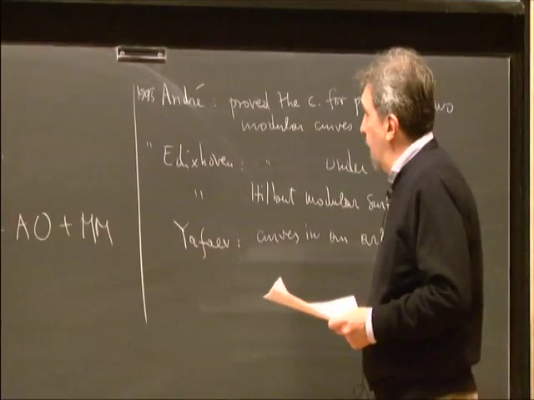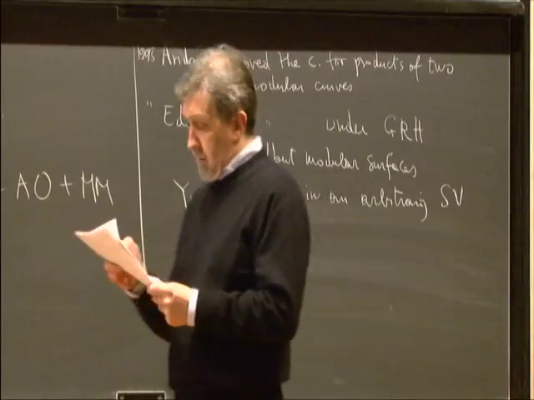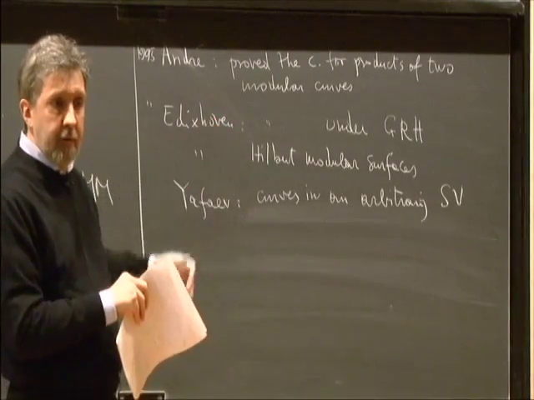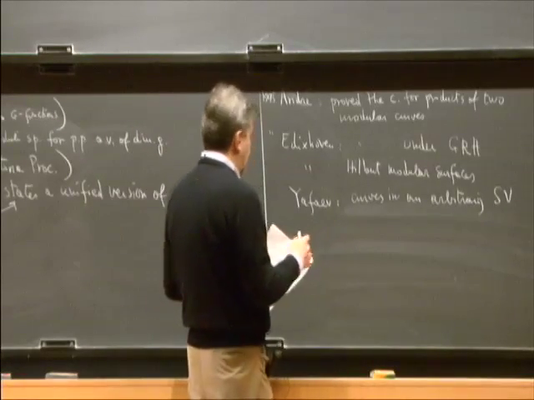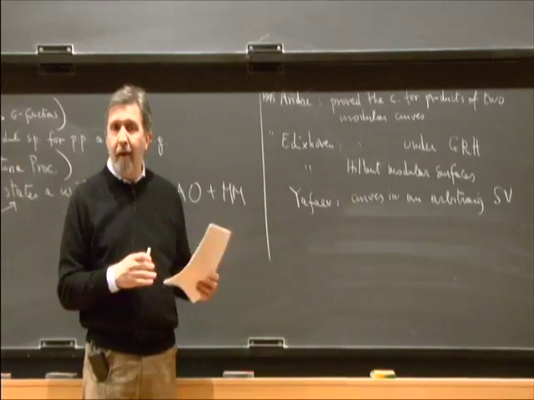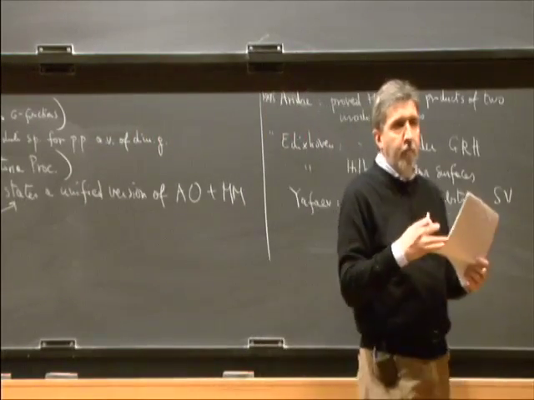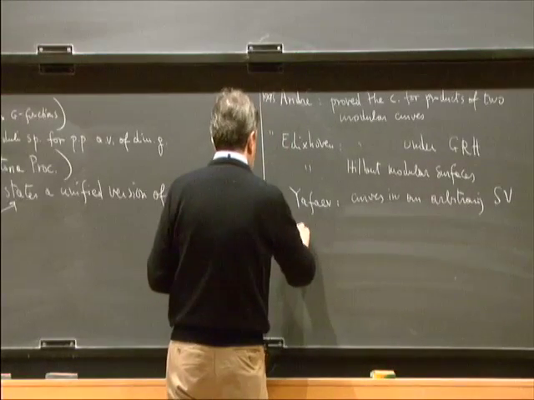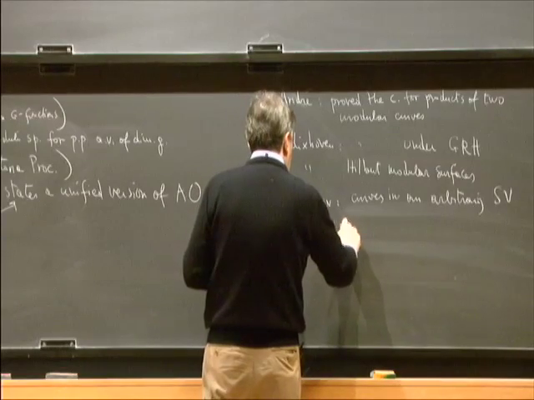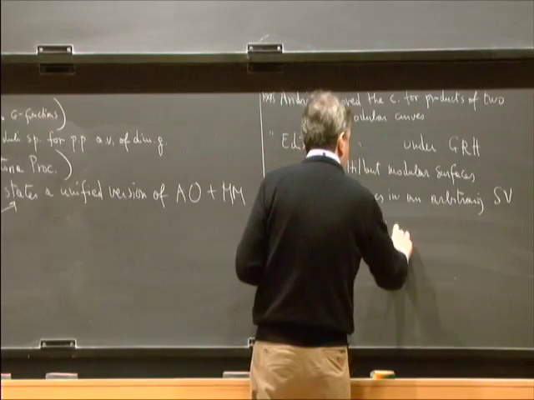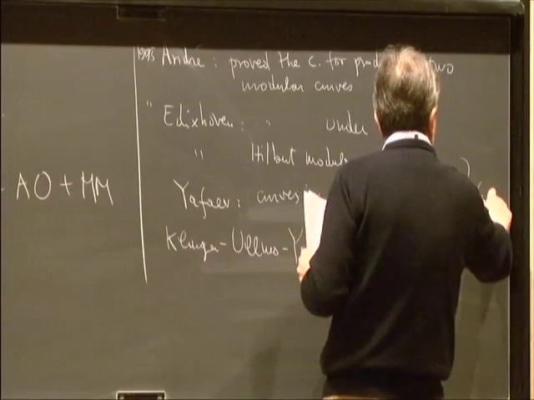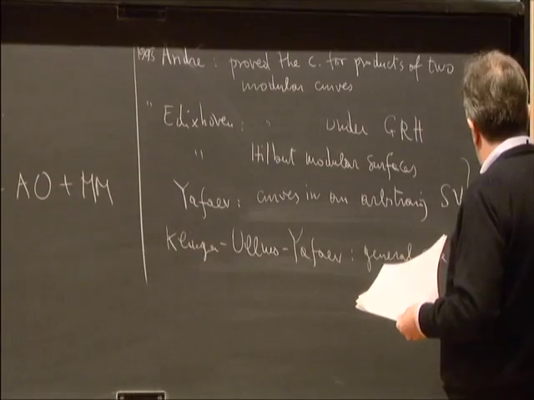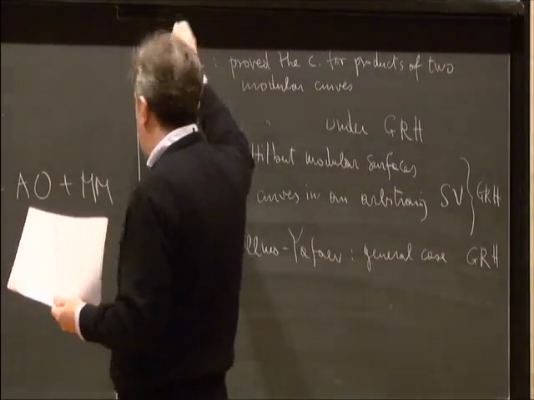So all of these methods were based on rather sophisticated variations of the original Edixhoven principle. Recently, this was combined with methods based on Galois equidistribution, which had been worked also by Clozel, but by unifying these methods, recently Klingler, Ullmo, and Yafaev, again, all of these are under GRH, and they claim the general case. Again, under GRH.